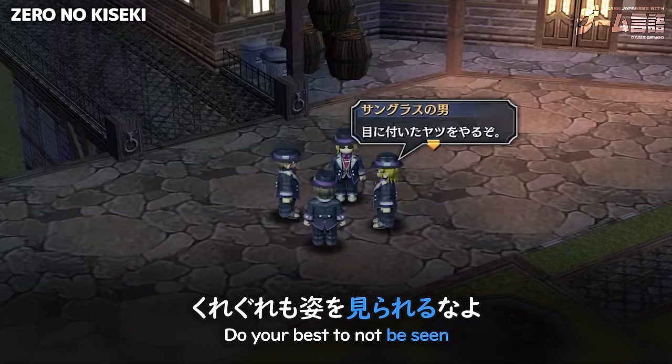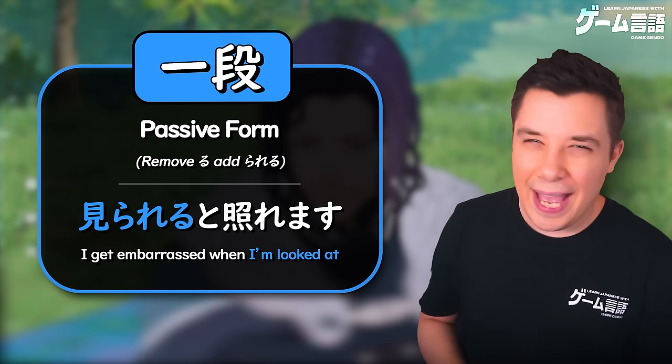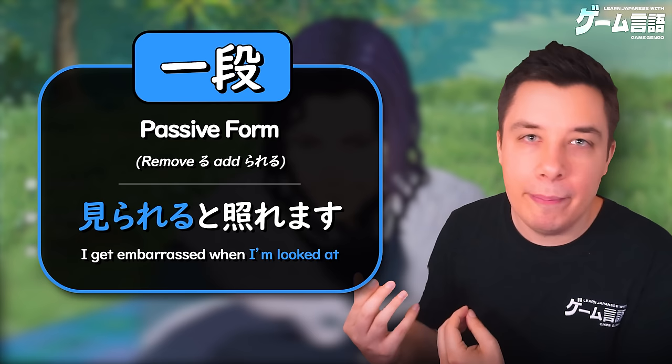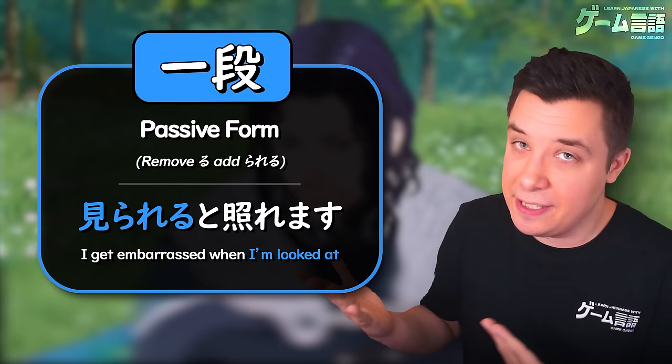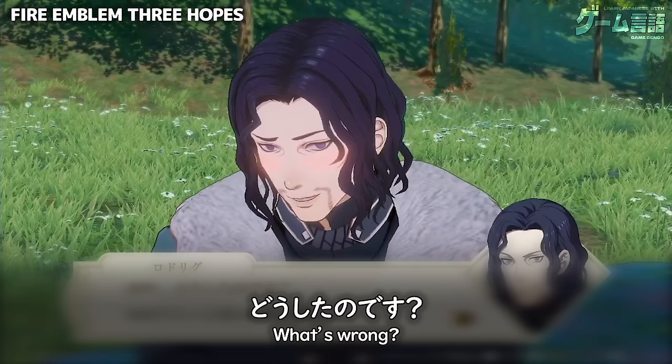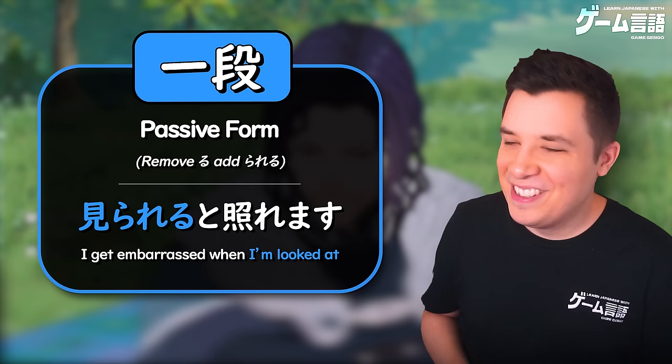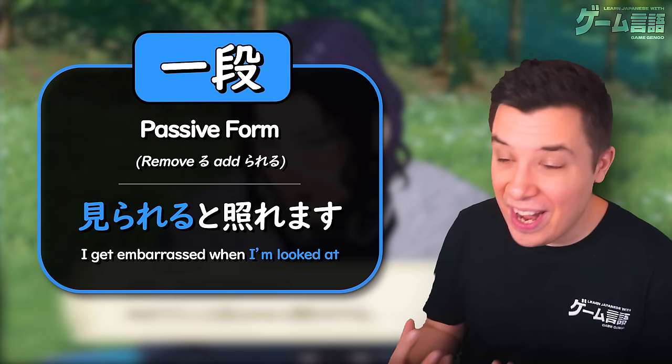くれぐれも姿を見られるなよ。 And it's called passive because it's not clear who is the actual actor of this verb. You could be seen by somebody, but it doesn't always have to state clearly who you're being seen by. どうしたのです?あまりじっと見られると照れますね。 So like here in Fire Emblem, I get embarrassed when I get looked at. So 見られると when I'm looked at, 照れます。I get a bit embarrassed.